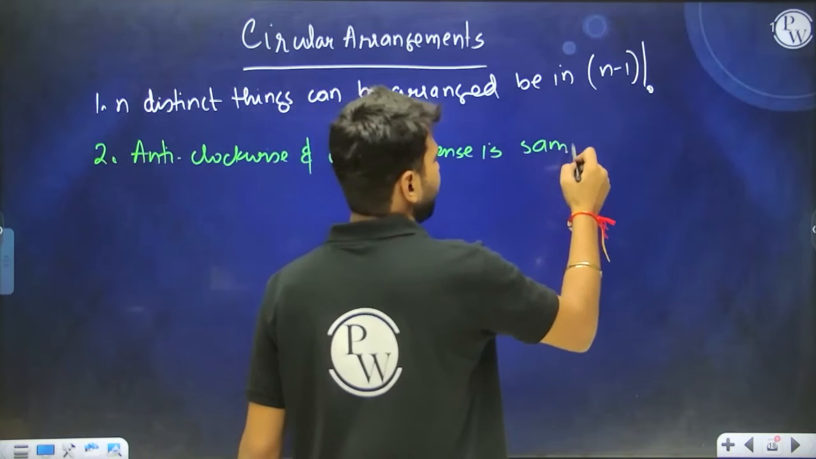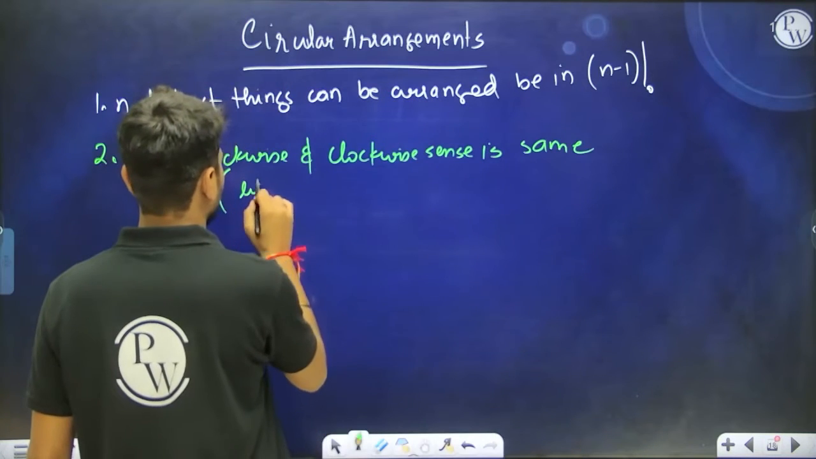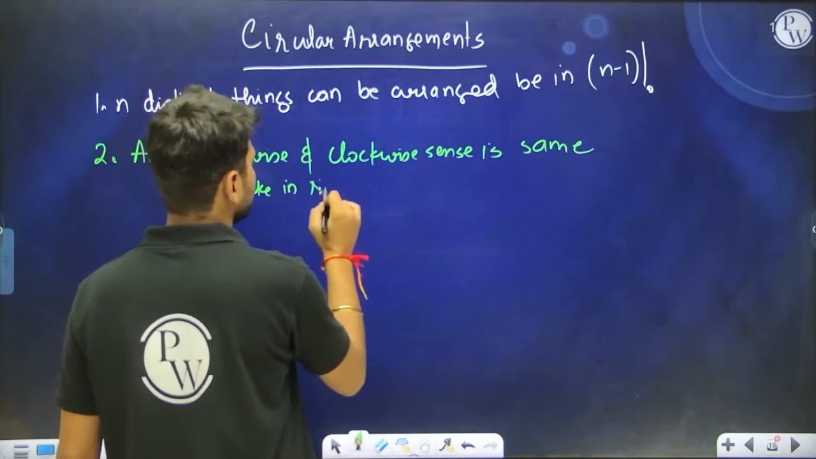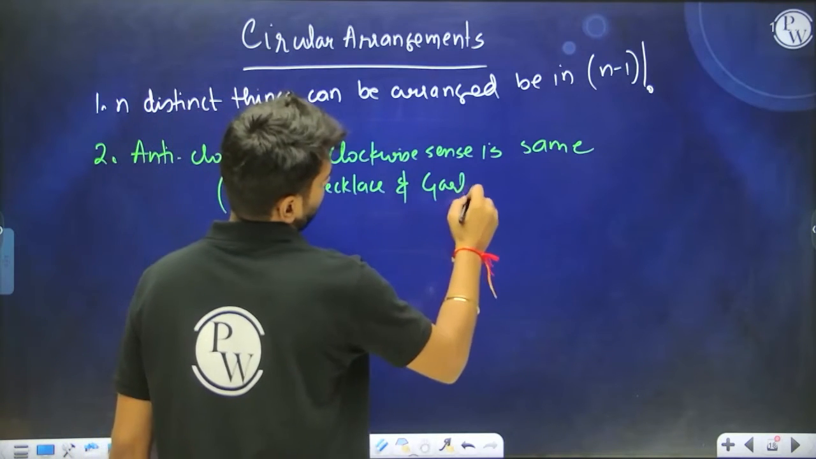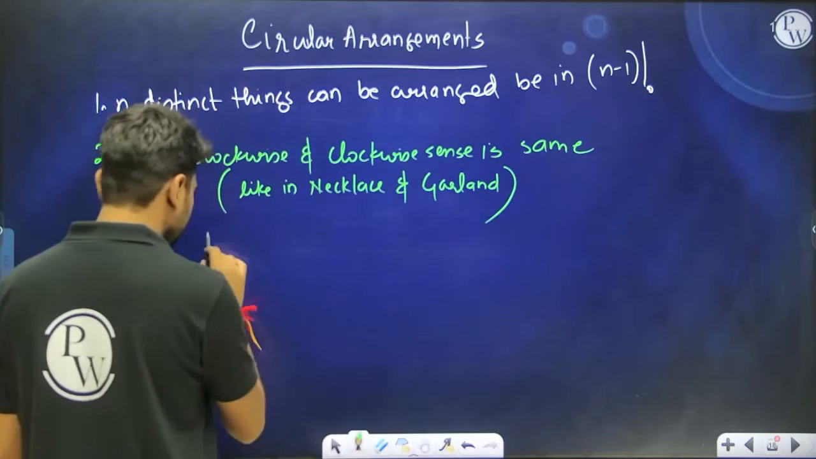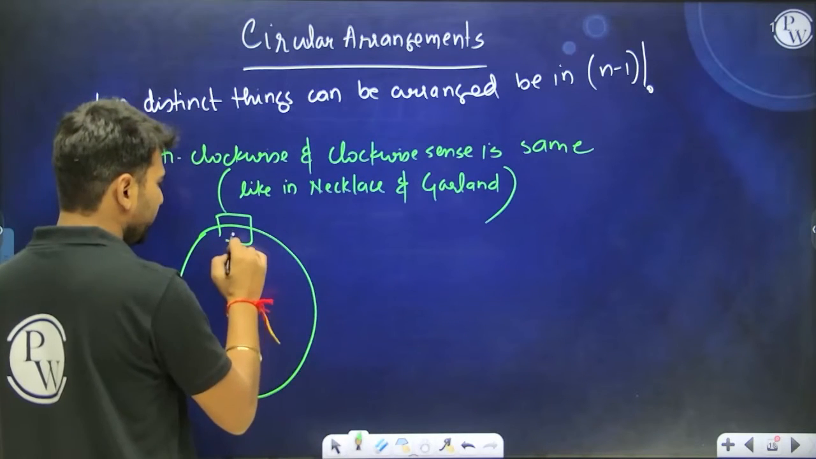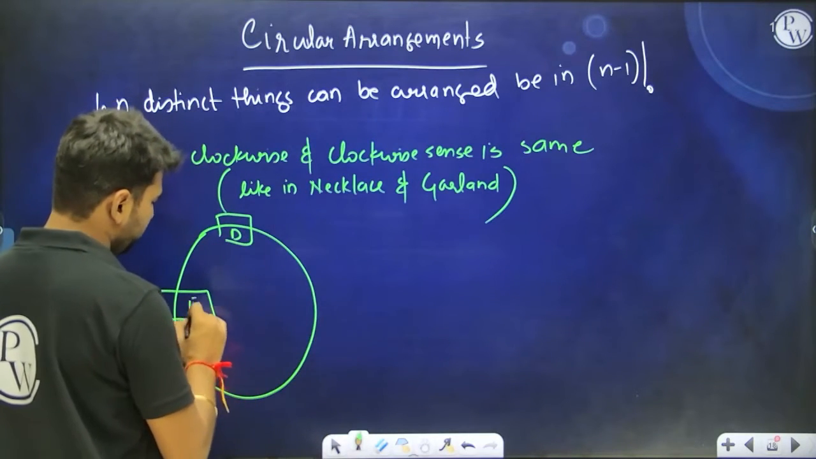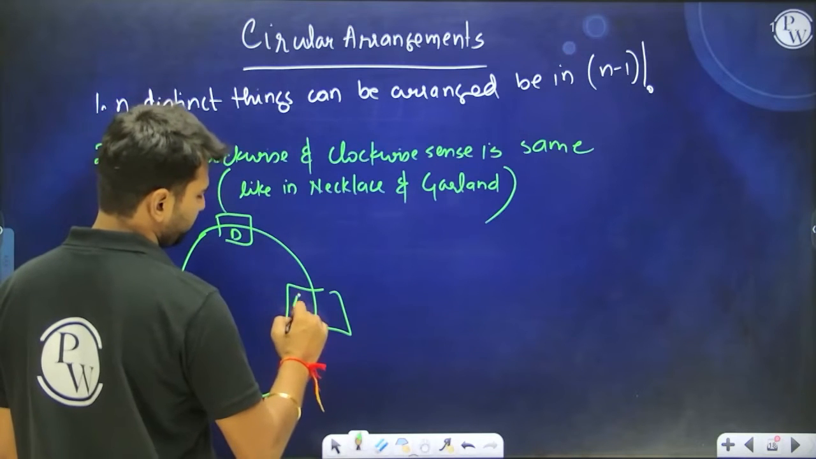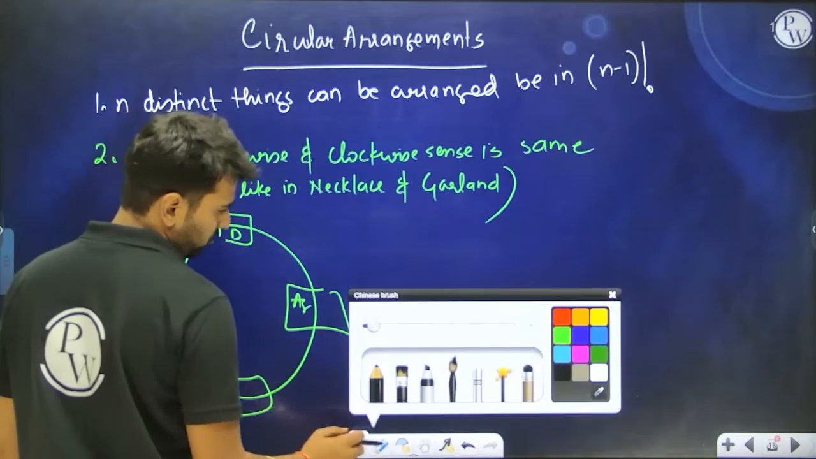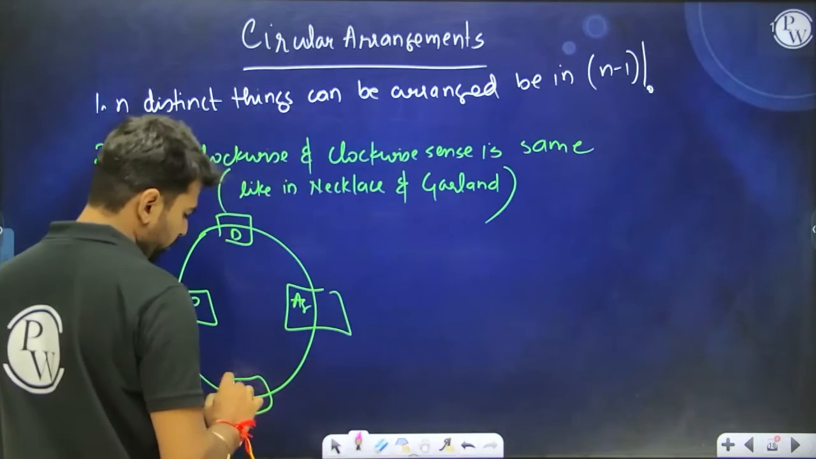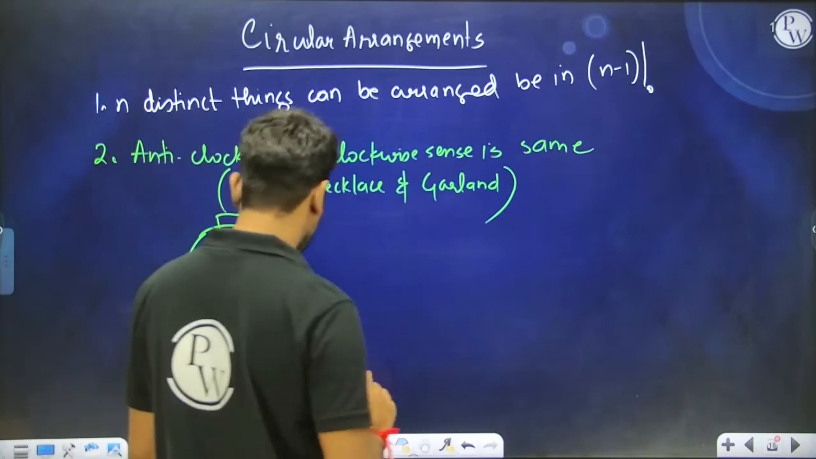Like in the case of a necklace and a garland. Let me give you an example. Let's say this is one of the necklaces. Over here diamond is there, over here platinum is there, over here let's say silver is there, and over here let's say aluminum is there. A different kind of necklace I am forming.